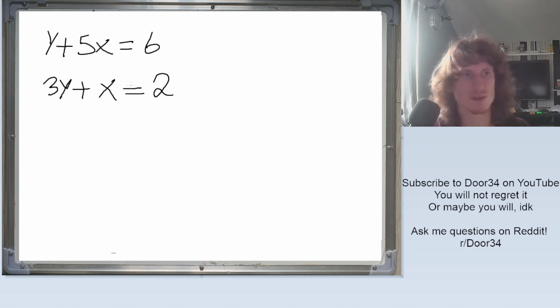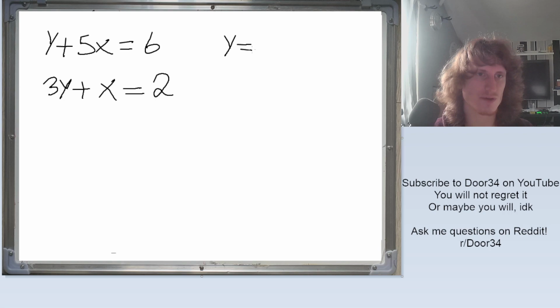So again, it doesn't really matter which variable, but I'm going to put everything into terms of one of the variables. So I'm going to choose y. So I get that y is equal to, we're going to take away 5x from both sides. So this is just going to go to y. So we're going to get 6 minus 5x.